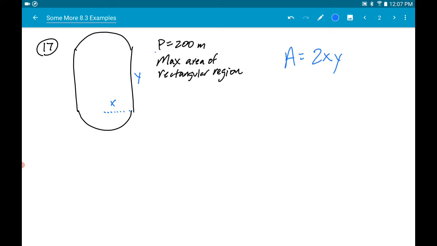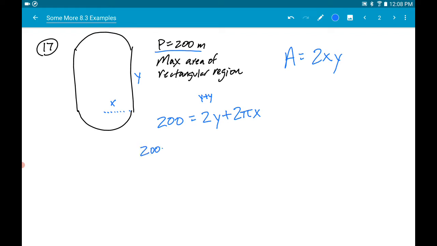But the other thing I need to use is this hint. The perimeter is 200. So the perimeter is going to be equal to 2y, right? Y plus y. And then I need basically the circumference of that circle, because it's two semicircles, but they have the same radius. So the circumference is 2 pi r, but the radius is x. So I believe I set that up correctly.